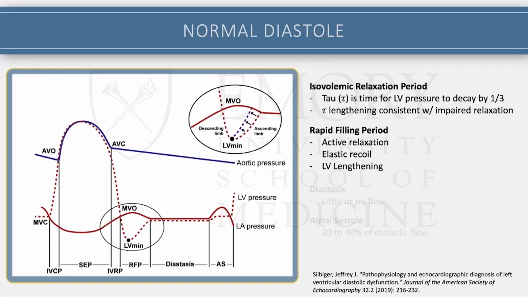So that's rapid filling, diastasis, little or no flow, and then atrial systole, where you get some portion of diastolic flow, which tends to be bigger in younger, healthier hearts and diminish over time.